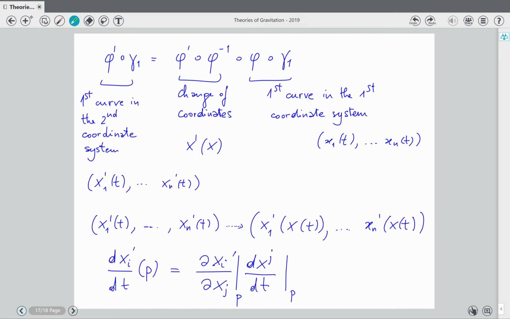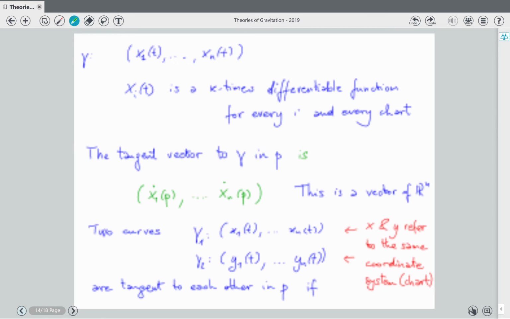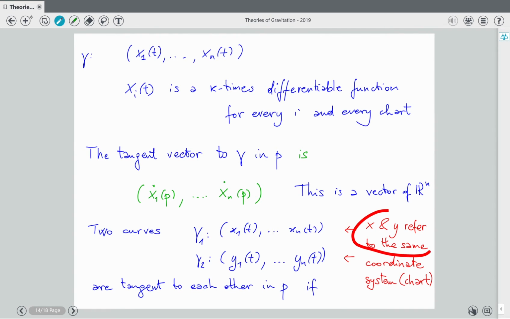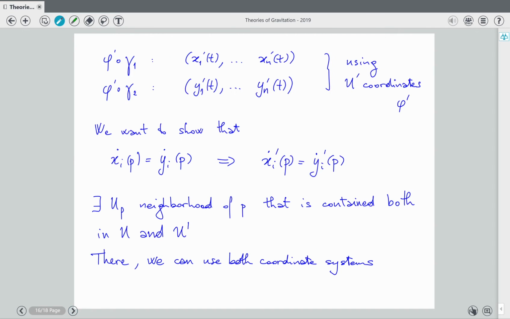So this is what I stressed before. x and y refer to the same coordinate system, but we could use different names simply because the curves cover different points. They go through different points, but they go through the same point in P. That's the only thing that matters here. They have one point in common, and now we want to show that they have the same tangent there.